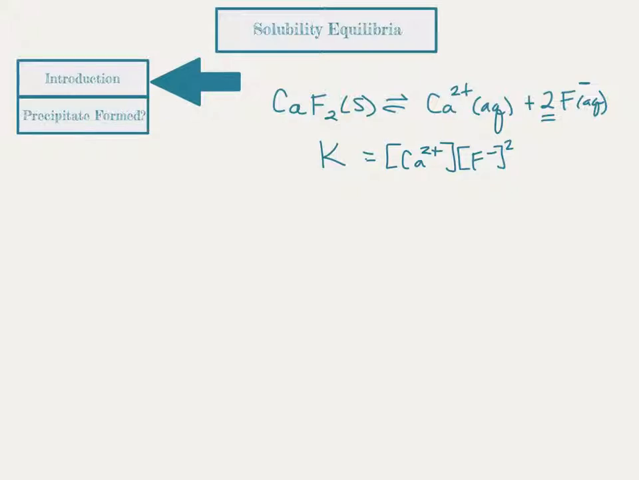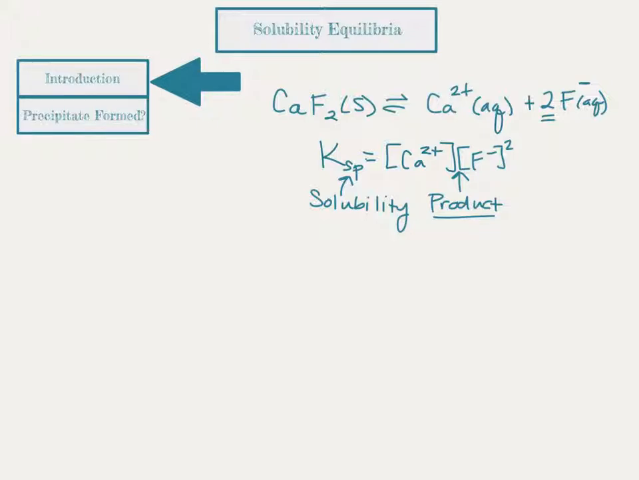Since the solids are never written in equilibrium expressions because they don't affect the position of equilibrium, we refer to the constant as the solubility product constant, and we'll put a little sp at the bottom of the equilibrium constant to designate that. Again, that's the solubility product. Please also notice the math term product. This means we don't ever have anything dividing.